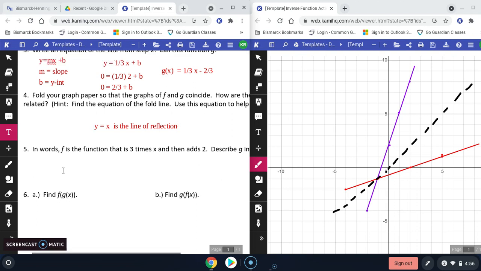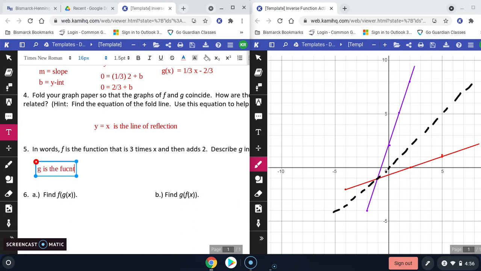Okay, so 5, f is the function, 3 times x then adds 2. So then we found this function g up here. So we could write a similar statement about function g. We could say g is the function that is 1/3 times x and subtracts 2/3. Okay.